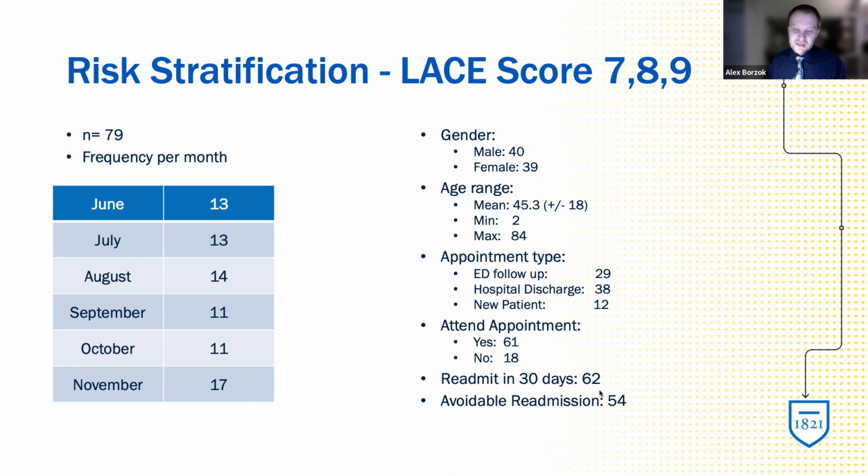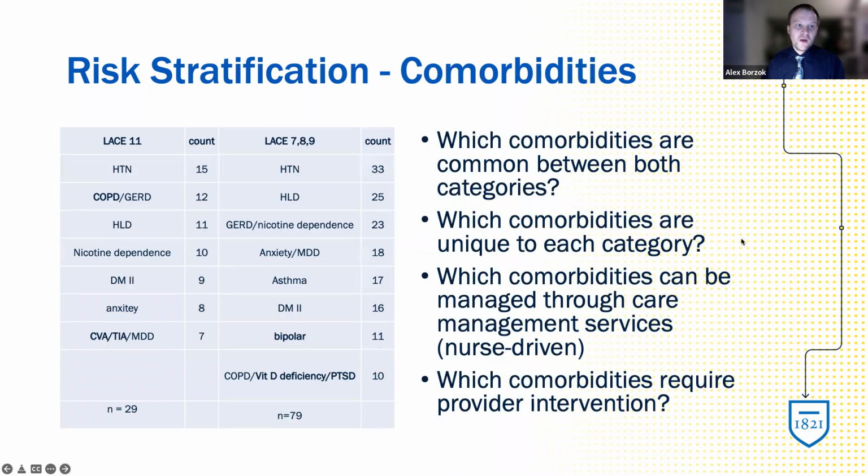And then 62 out of these 79 had a readmission in 30 days. And then 54 of these 62 were avoidable readmissions. So then what we did after that, after we understood what scores need to be addressed, we looked at comorbidities that were most frequent with all of these LACE scores.